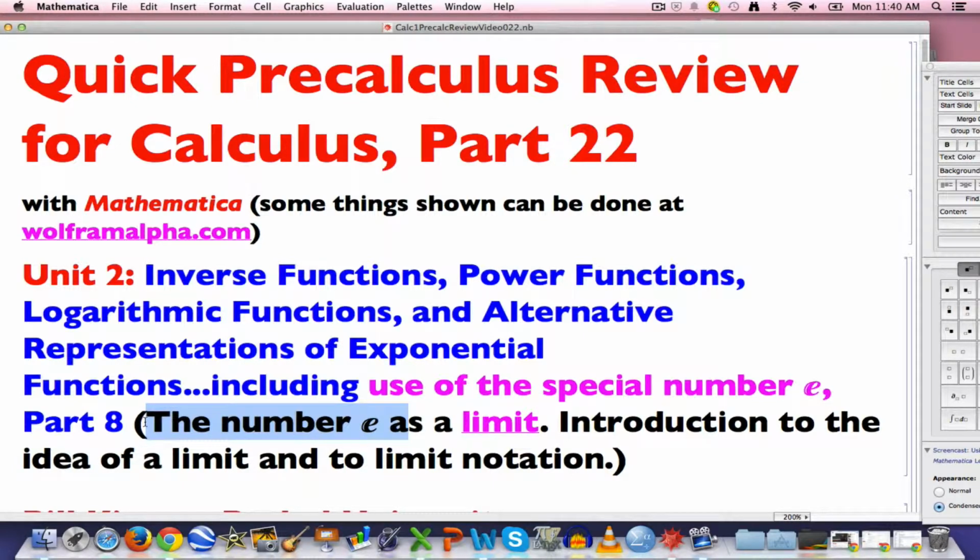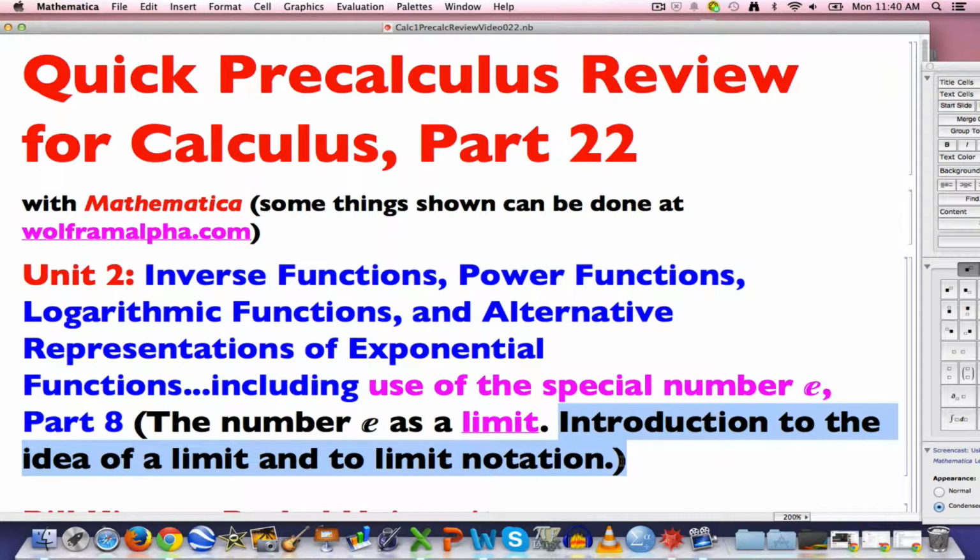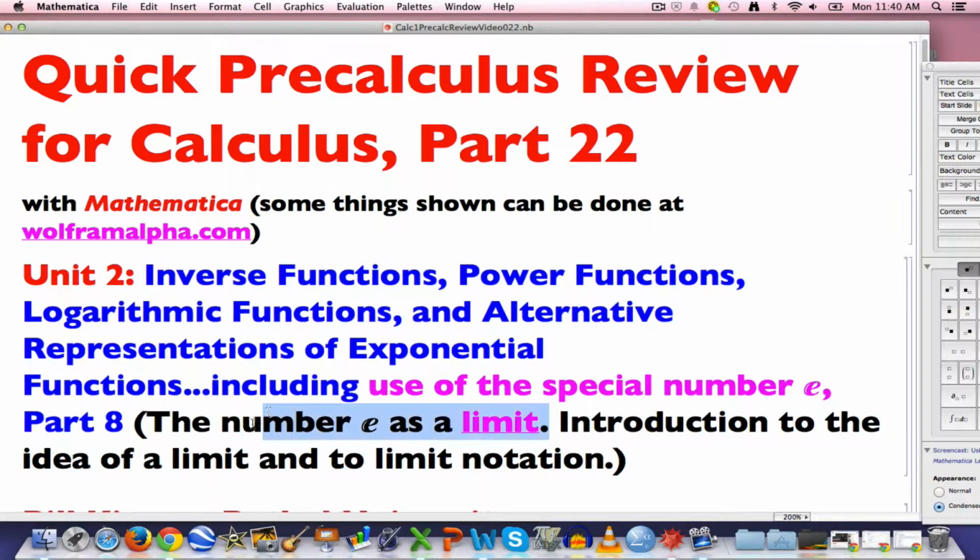We used this computer program that you see here, Mathematica, to both estimate and see that e could be thought of as what's called a limit. We're going to be more precise in this video. We're going to really introduce the idea of a limit and limit notation to help us ultimately define e as a limit. Limits are pretty challenging though. This is just going to be an introduction to the idea of a limit.